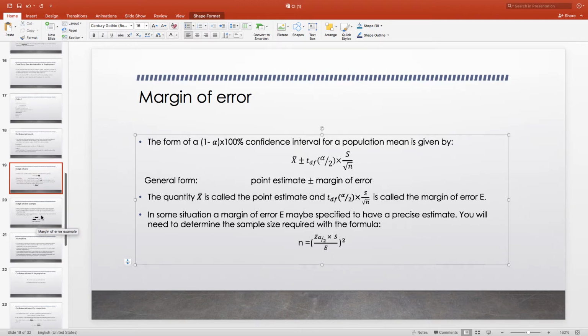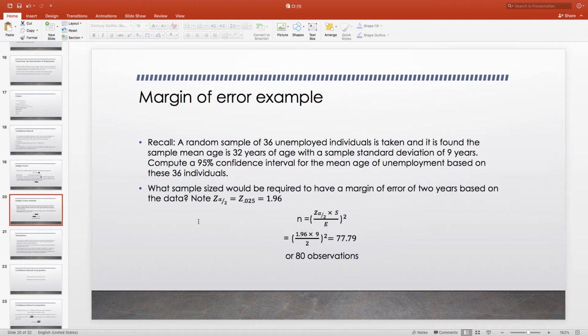So let's go ahead and do that. Let's calculate a margin of error. Remember, we had a random sample of 36 unemployed individuals, and it's found that the sample mean is 32 years of age and a sample standard deviation of 9. So here's my question. It's not to compute the 95% confidence interval, we've already done that. But my question is, what sample size would be required to have a margin of error of 2 years based on this data?